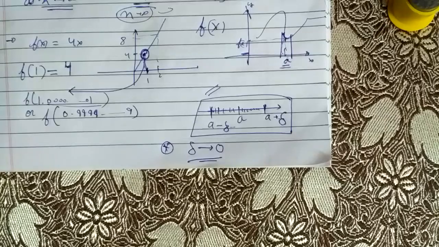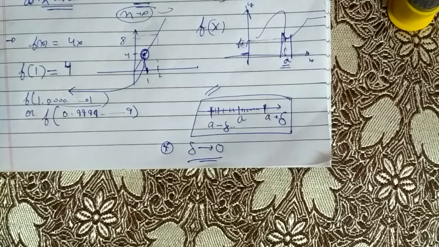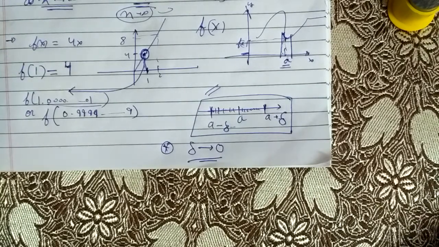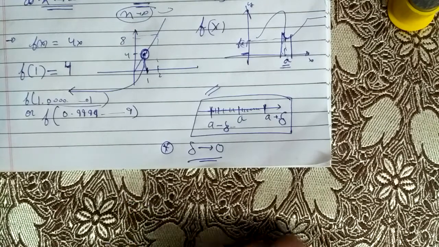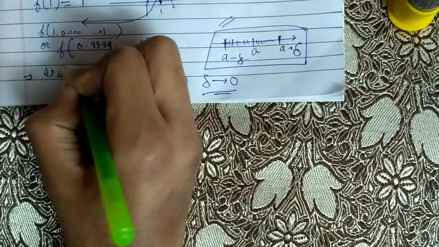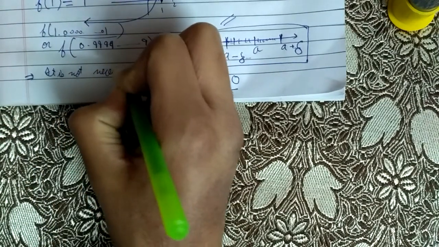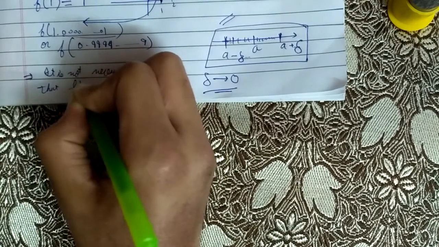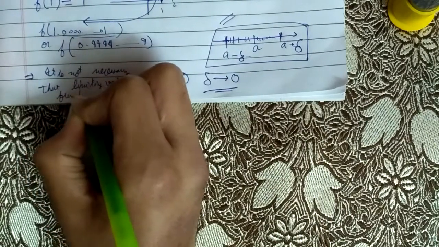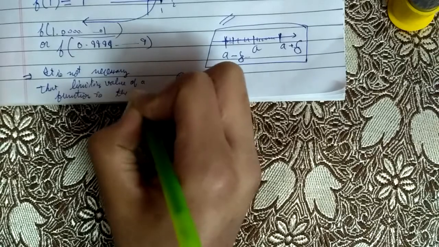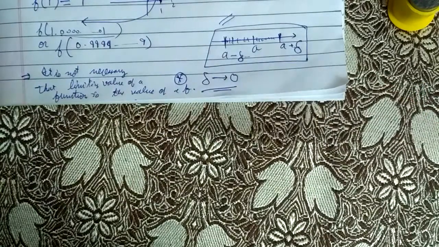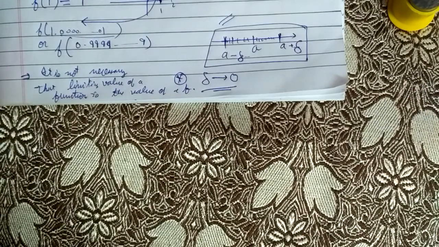Also further you will see that for finding the limits we will only use the limiting value as x tends to a, but not the value of the function at x equal to a. That means it is not necessary that the limiting value of a function is the value of the function. Okay, so let's move on to the next page.